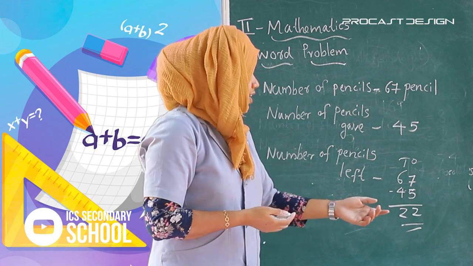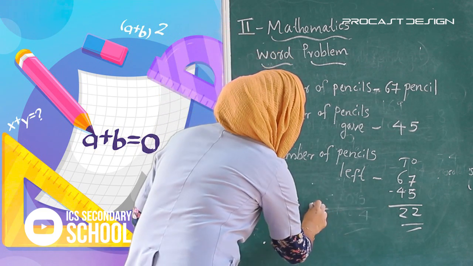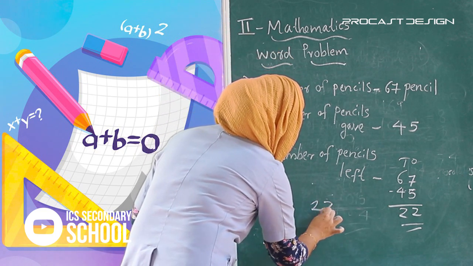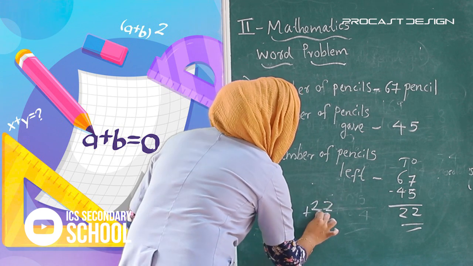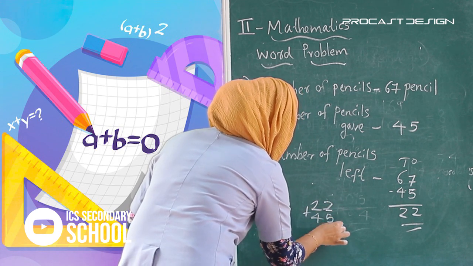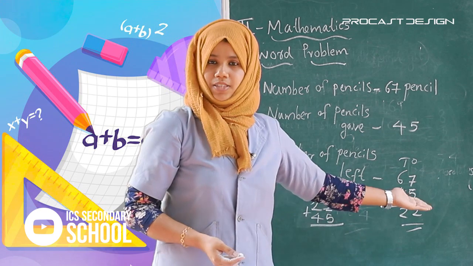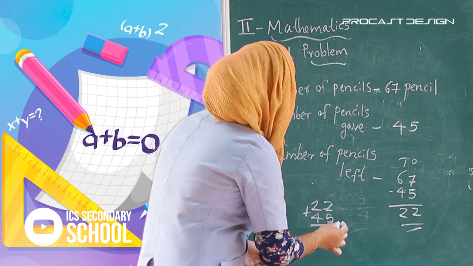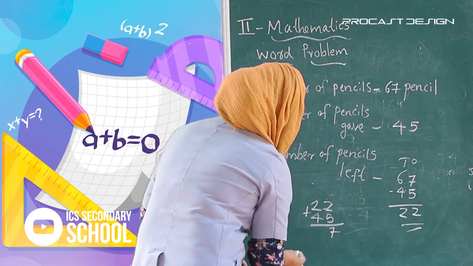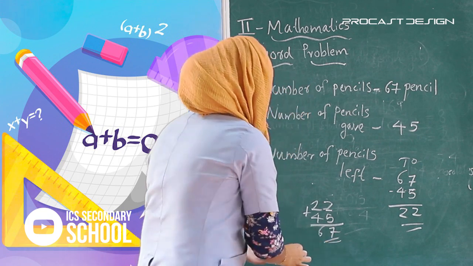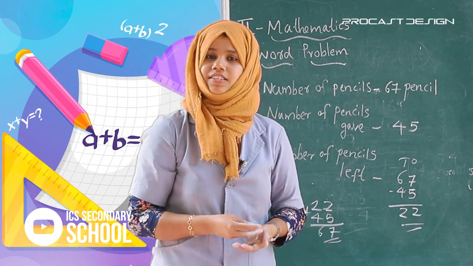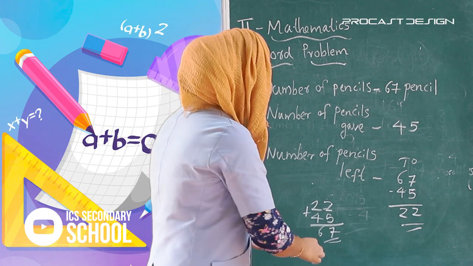What will we do? We add the difference with the smallest number. So, 5 plus 2, 7. 4 plus 2, 6. Yes, we get 67. That means the answer is correct. Okay.